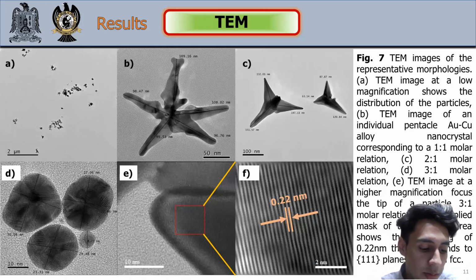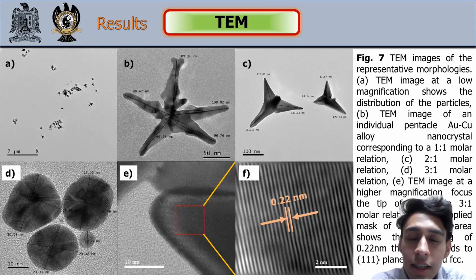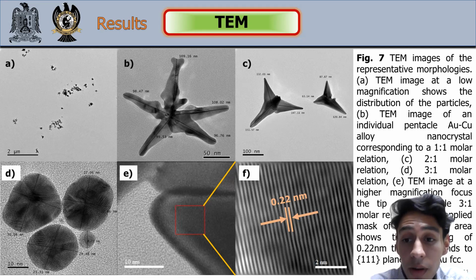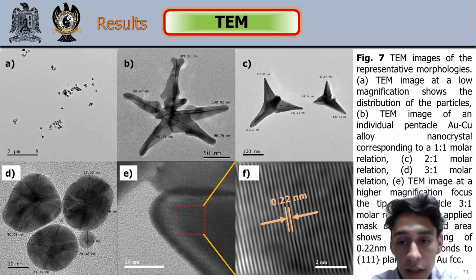Figure number 7 shows the transmission electron microscopy micrographs of the representative morphologies. Frame A is the TEM image at a low magnification, showing the distribution of the particles. Frame B is a TEM image of an individual pentacle gold-copper alloy nanocrystal corresponding to a 1-to-1 molar ratio. Frame C is the same nanocrystal, but a molar ratio 2-to-1. Frame D is a molar ratio 3-to-1.